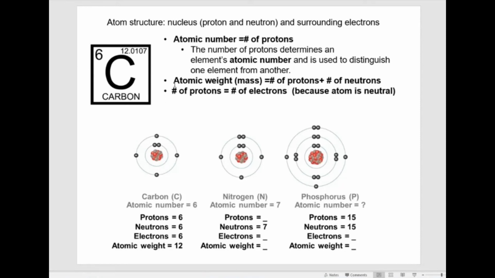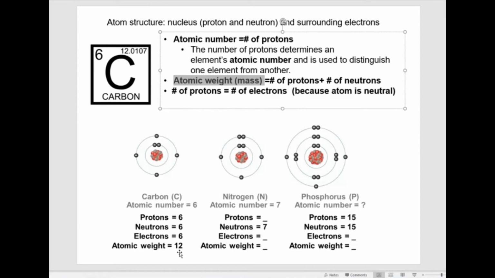The next one is atomic weight. So this equals the sum of the number of protons and the number of neutrons, because only those two particles carry weight, right? The electrons are so small, we just ignore their weight. So for carbon, we have 6 protons, 6 neutrons. So together, the atomic weight will be 12.